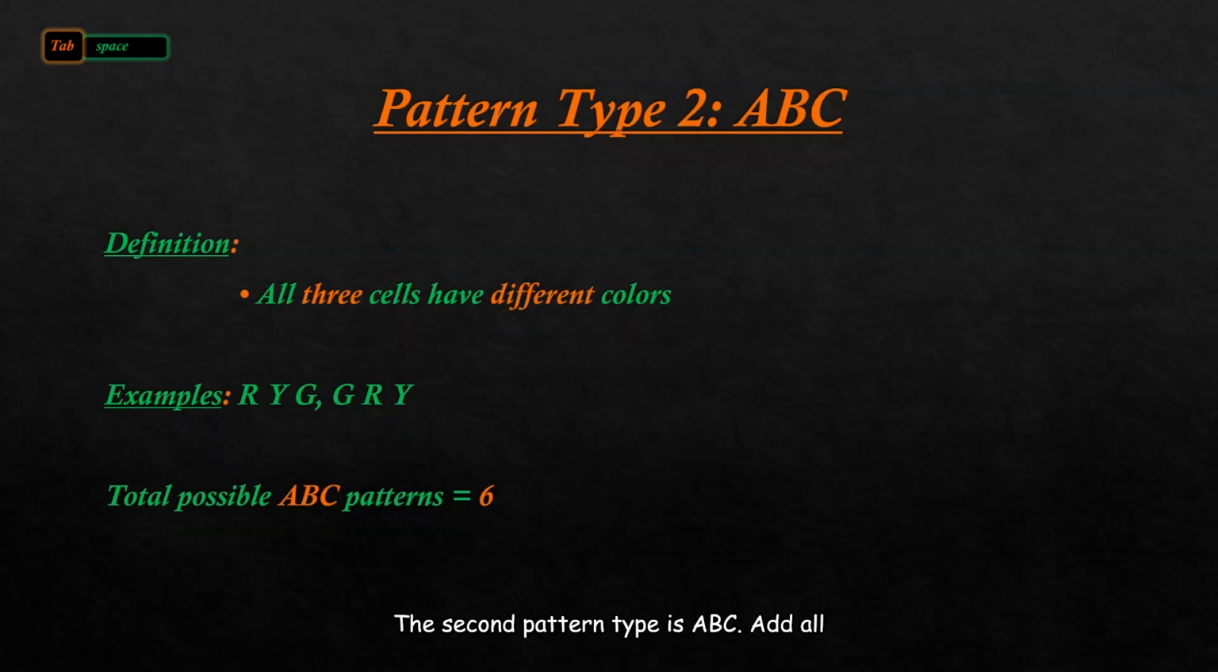The second pattern type is ABC. Here all 3 cells have different colors. An example would be red, yellow, green, or green, red, yellow. Since we are arranging 3 distinct colors, the total number of such patterns is 3 factorial, which equals 6.